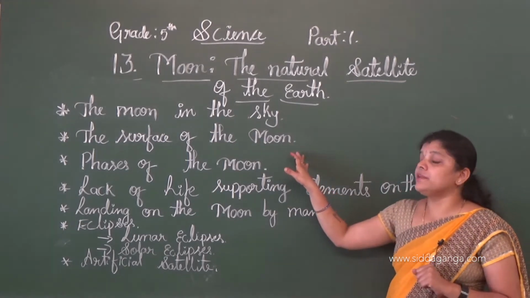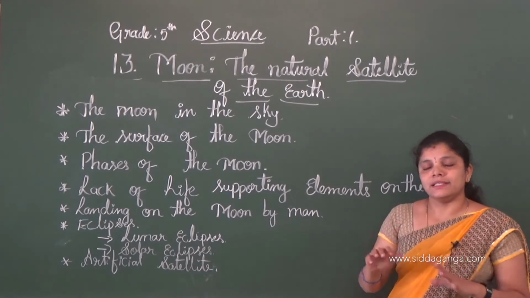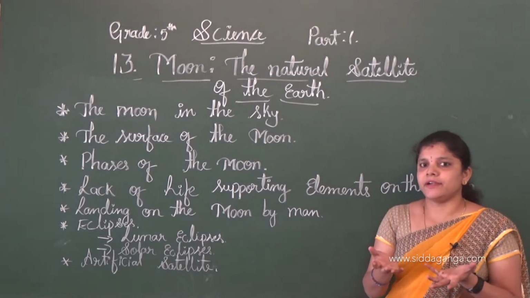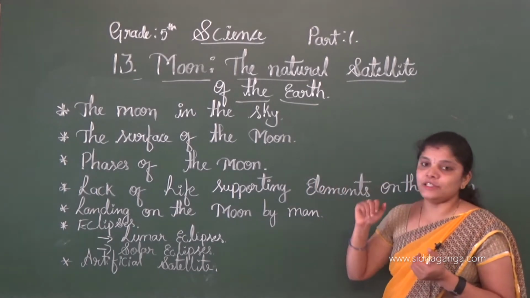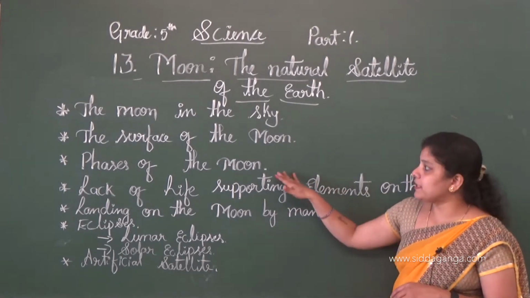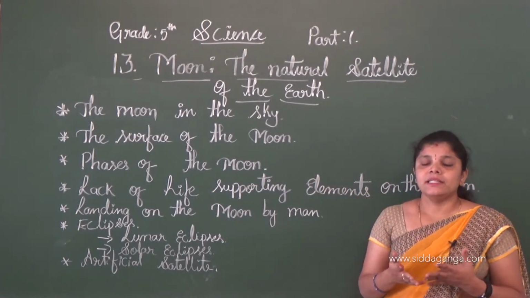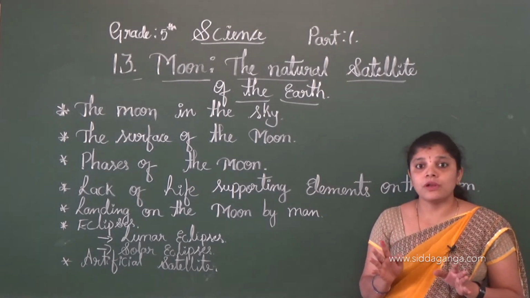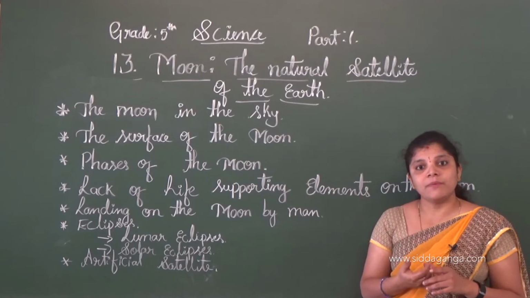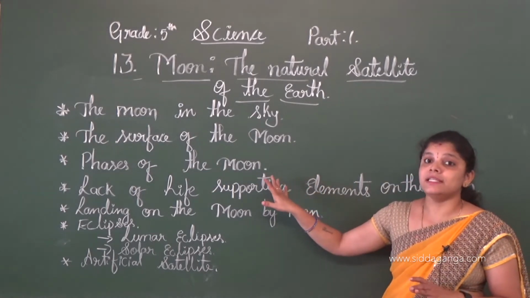And next we are going to learn about the surface of the moon. See, the surface of the moon is very different. About the surface of the moon you will learn in the second topic. And the next topic is the phases of the moon. Phases of the moon means what? On different nights we can see different shapes of the moon. So, we don't see the same moon daily. Each day we see a different shape. So about the shapes of the moon, meaning the phases of the moon, you will learn in this topic.